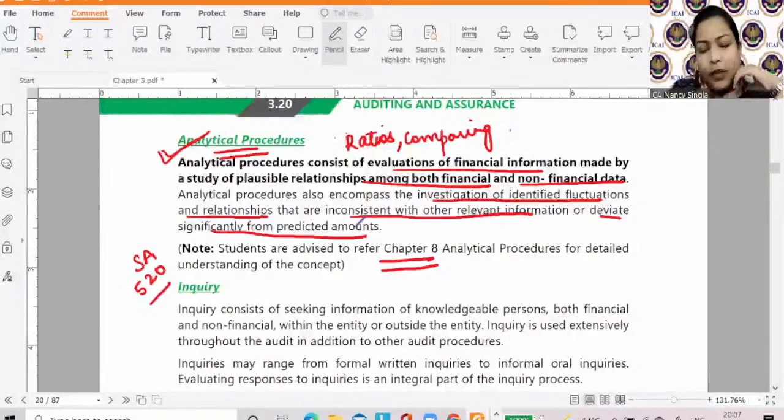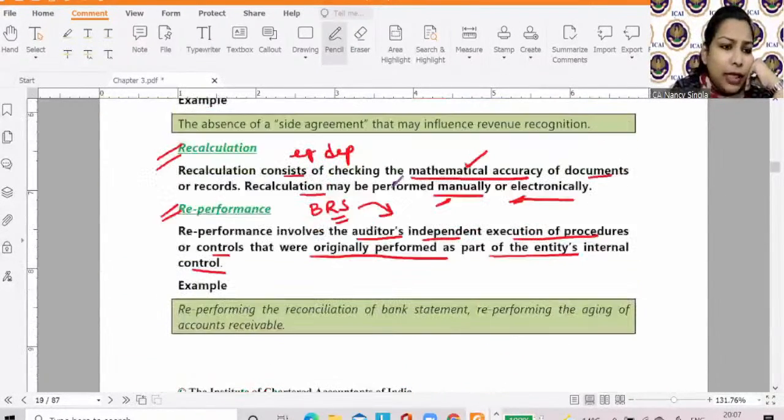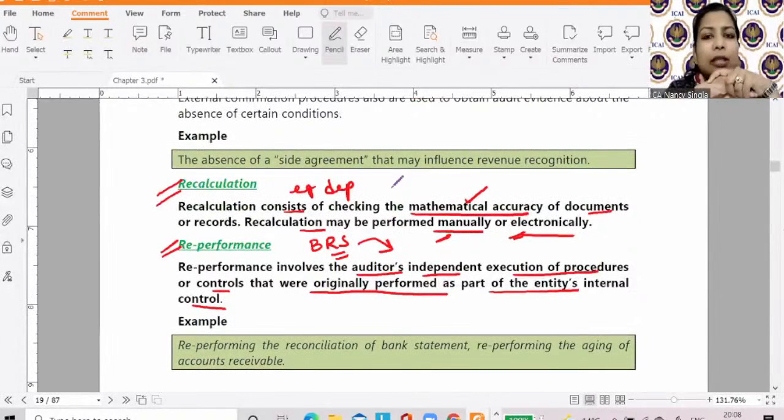ठीक है? So Sonu is saying, ma'am, recalculation or reperformance को दोबारा बताना. So recalculation is what? You are recalculating the depreciation. You are recalculating, let's say, the provision for doubtful debts that management has made. Reperformance is, see, I cannot say you will recalculate BRS. I'll say you will reperform it. Right? You will make it again. I'll not say you will recalculate the BRS. Okay? So just a difference of the nomenclature.